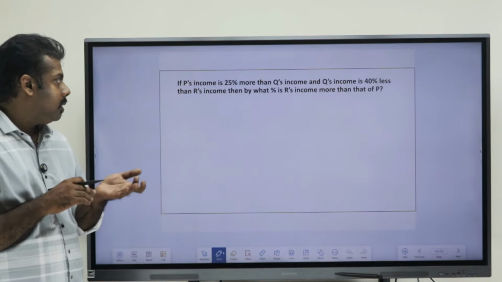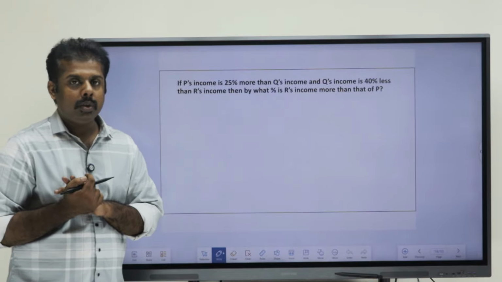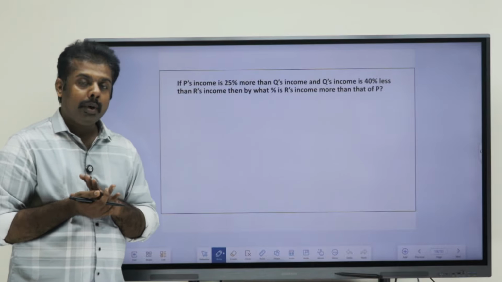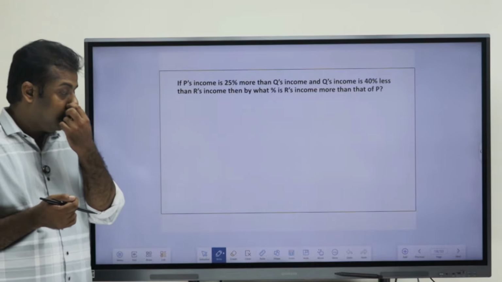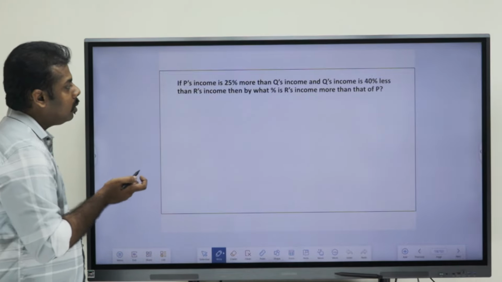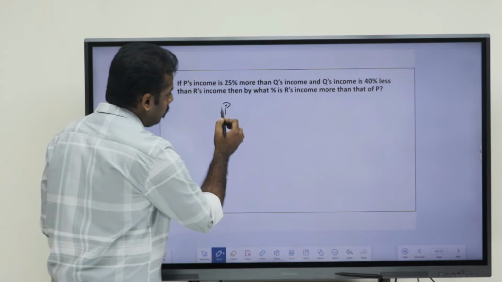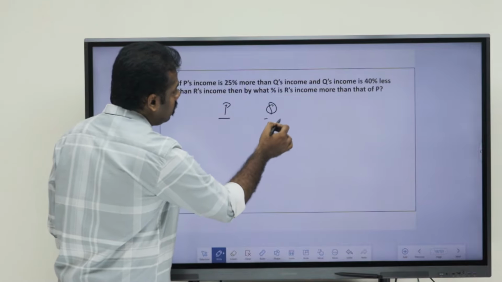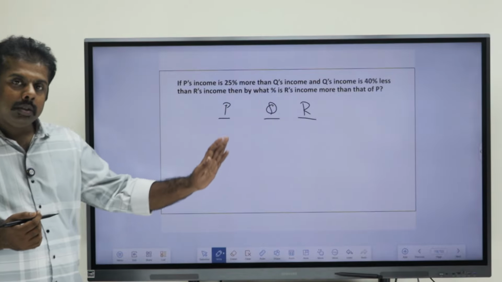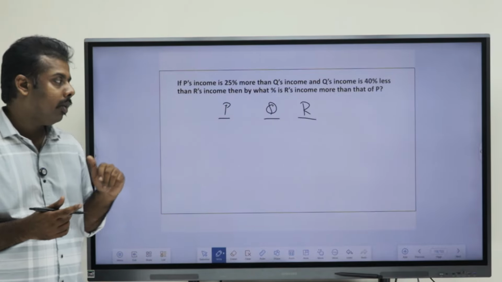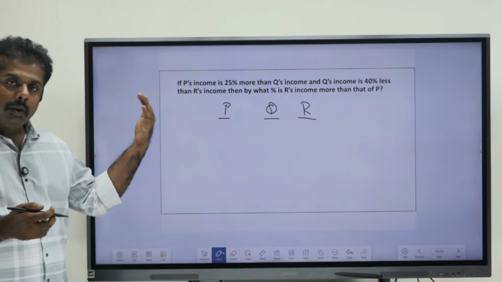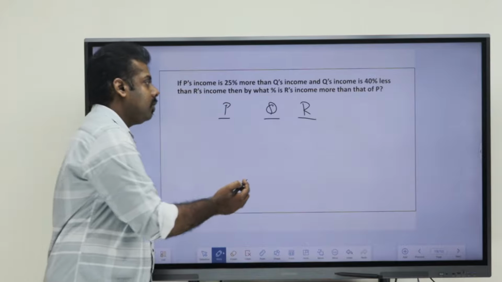The first statement says that P's income is 25% more than Q. So, what is P's income? That is 25% more compared to Q. And Q's income is what? 40% less when compared to R. Okay. So, there are different methods to solve it. The method that we can use is to start from the last part. What we can do is take the income of R as 100, which will make the calculation a bit easier.